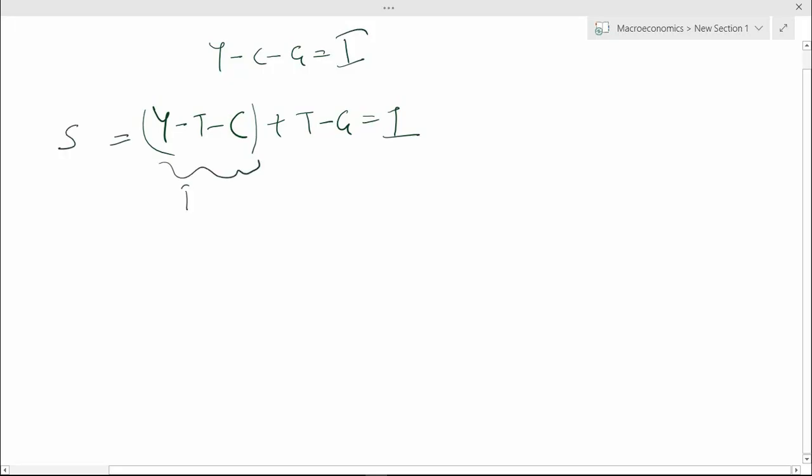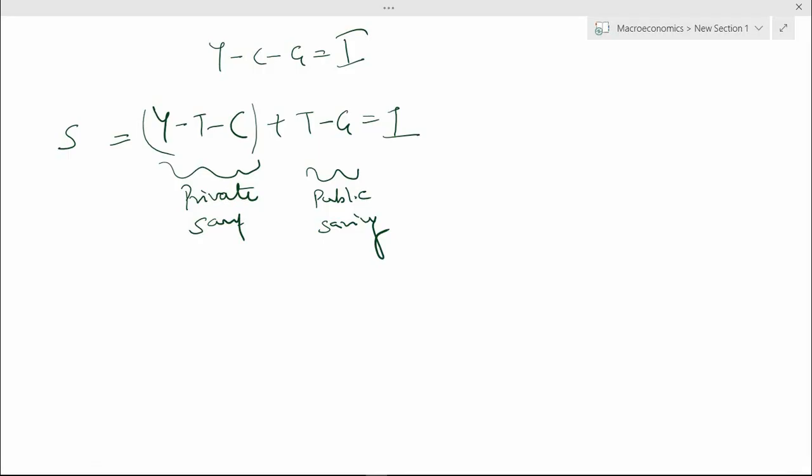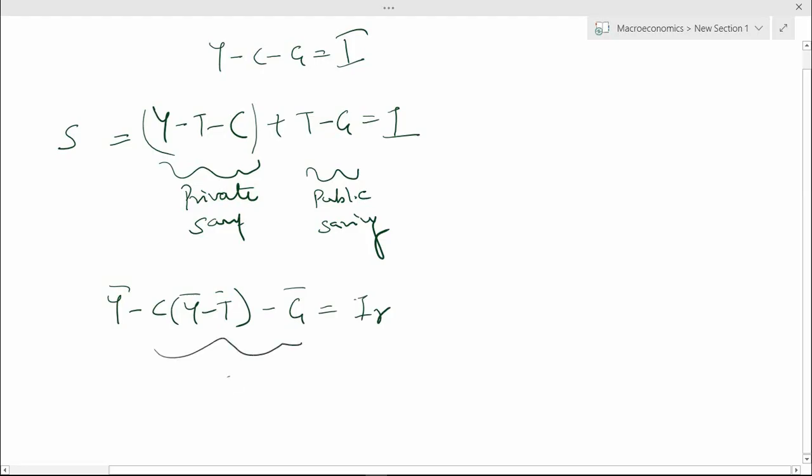This is the equation where this is nothing but national savings. We have seen this is private saving, and this is public saving. Now from this equation, we are going to substitute whatever equations we had before. We have seen how IR, this equation, could be again rewritten as, and this is nothing but S. So we look at S equal to I(r).